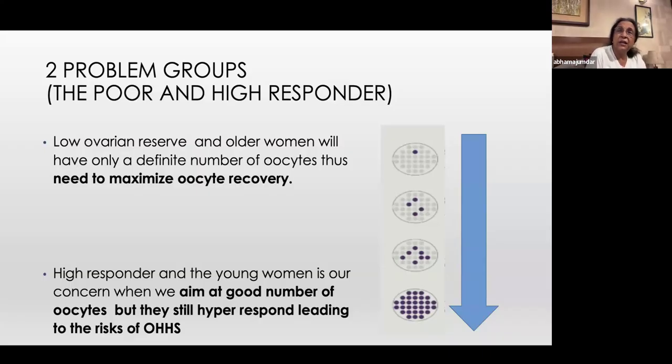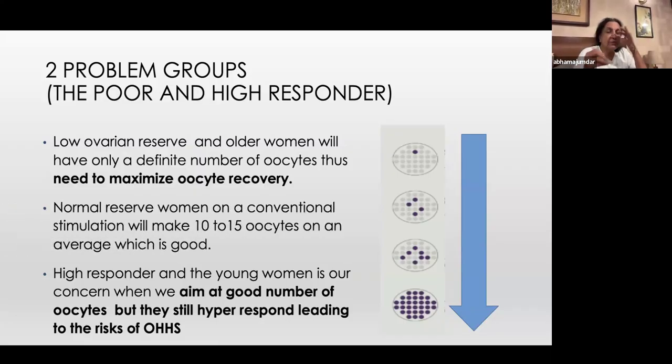If you get less than 15, you can probably opt for a fresh and frozen transfer if the patient has no symptoms of OHSS. But if you get 15 to 20, don't opt for fresh. This is a high number of oocytes, and the patient, if she gets pregnant, will suffer for the next 2 or 3 months with symptoms of ovarian hyperstimulation.